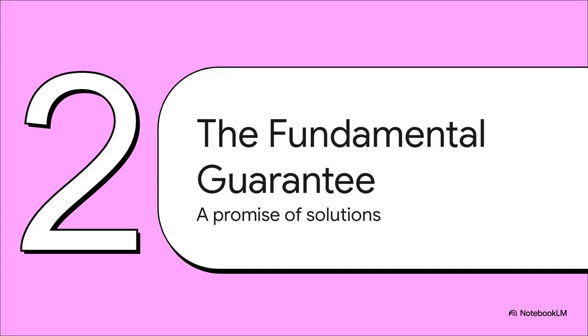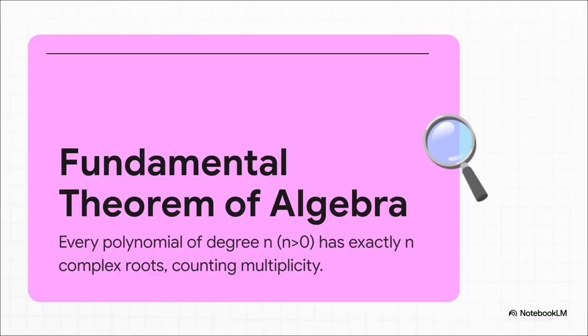Now, once we have i in our toolkit, we get this incredibly powerful mathematical promise. It's a guarantee, really, that we will never hit a dead end again when we're trying to solve these kinds of equations. And this is it. This is the master key. It's called the fundamental theorem of algebra. And what it says is actually beautifully simple. Just look at the highest exponent in your polynomial. That number, its degree, tells you exactly how many roots or solutions that equation has in the complex number system.